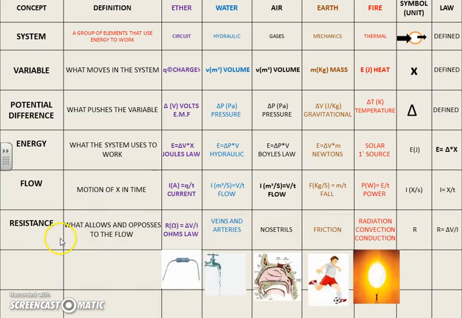Resistance. What allows and opposes the flow. If we are talking about electricity, we can identify a resistor, Ohm's law, as what allows and opposes the flow of charge. If we talk about the blood in our system, the veins, the arteries are the resistance. Or we could think of a tap as a variable resistor. Water is allowed to go through, or blood is allowed to go through these pipes. Those are the resistance. For the element air, the nostrils, the resistance to the flow of air.